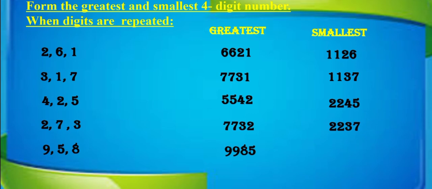9985. 9 is the biggest digit, so I have to repeat 9 2 times. And what will be the smallest number? Which digit is the smallest one here? 5. So repeat 5 2 times. So 5589.